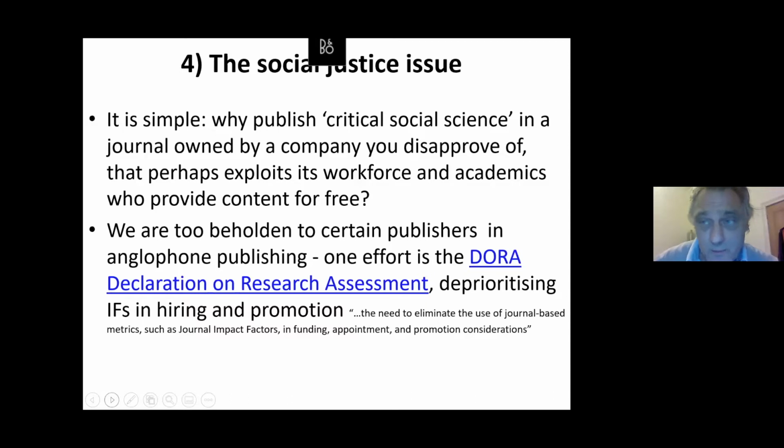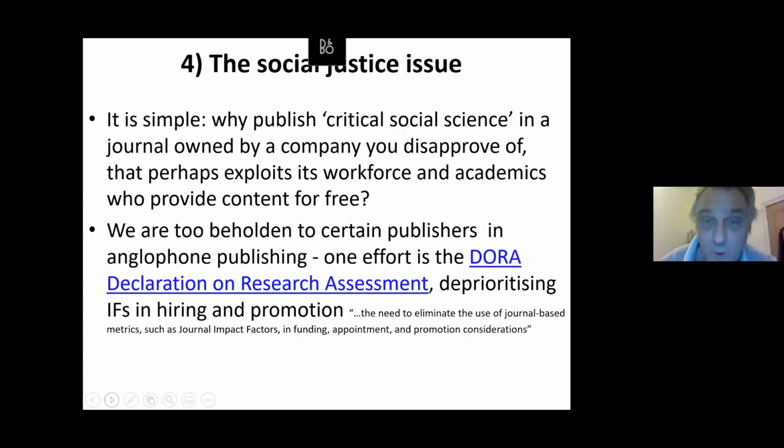There is, however, an effort in many respects, for example, the DORA agreement, which was founded in San Francisco, to deprioritize things like impact factors of journals in hiring and promotion. They want to get rid of those. They want to say that senior academics hiring should simply look at the quality of your work and read your articles. And so that's an argument to make your articles good, but your place of publication would perhaps become a bit less important.